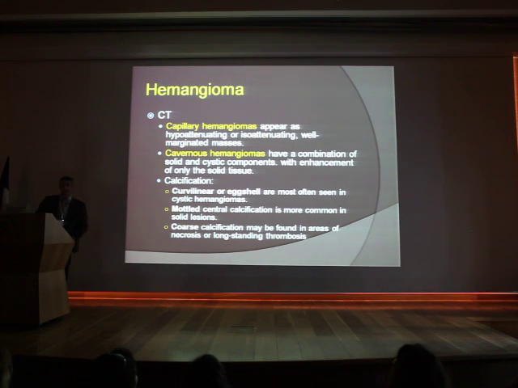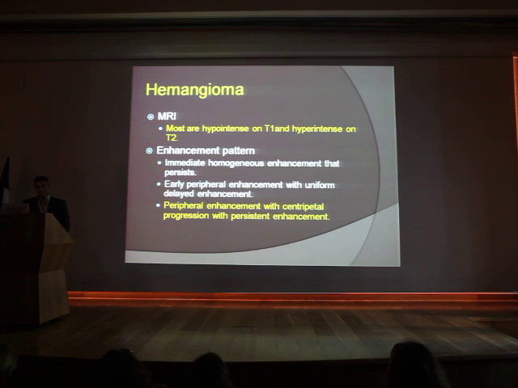CT scan again, the capillary hemangioma would appear as a hypoattenuating, well-marginated mass that will enhance in a certain way. And the cavernous hemangioma will have a combination of solid and cystic components with enhancement only of the solid part. And also we can have calcification, as I mentioned, it could be curvilinear, could be mottled, central, and sometimes even coarse. The MRI would also be very helpful.